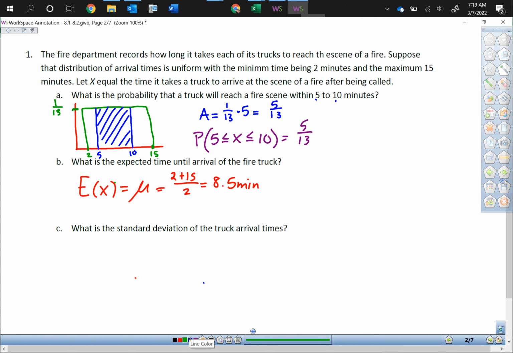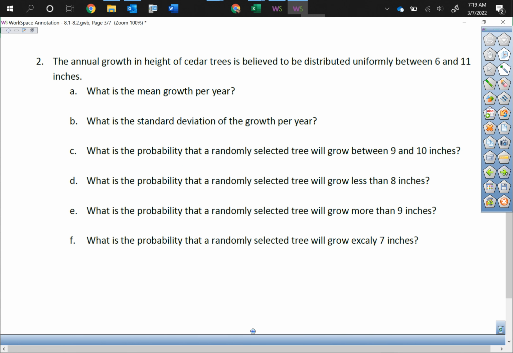And part C, what is the standard deviation of the truck arrival times? Again, we just use that formula that they gave me. The standard deviation is going to be b minus a over the square root of 12. So that's going to be 15 minus 2 over the square root of 12, which is approximately 3.753 minutes. Okay, the standard deviation is about 3.753 minutes. So that's what we've got for probability density functions.